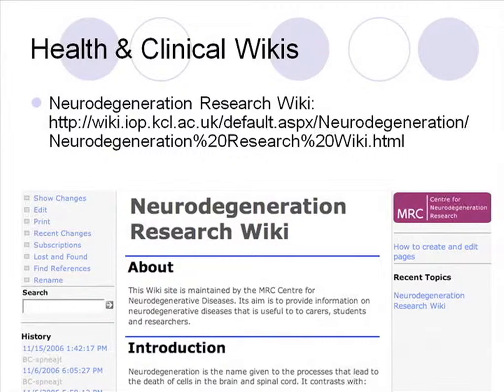Neurodegeneration Research Wiki. Another example of using the technology to meet very specific and precise needs. This one's from a Center for Research on Neurodegenerative Disease. It looks like it's in the UK or Canada. I'm afraid I didn't, oh yeah, the United Kingdom. So it's overseas.